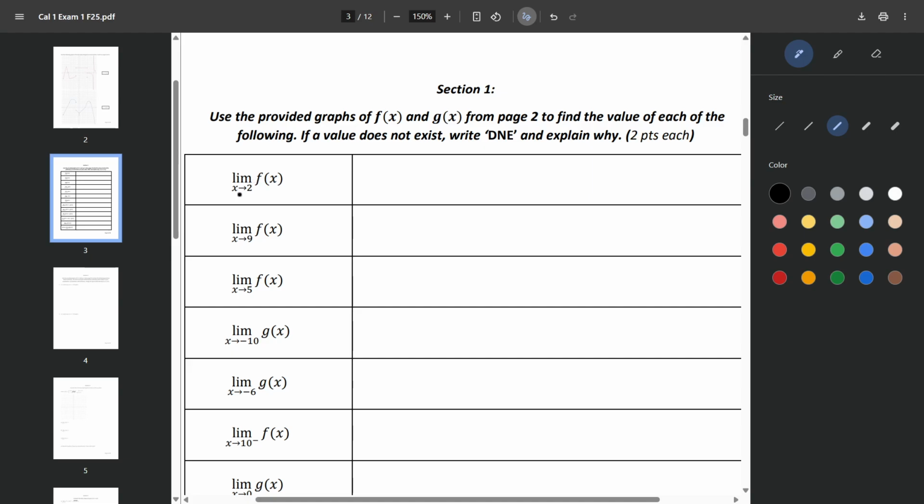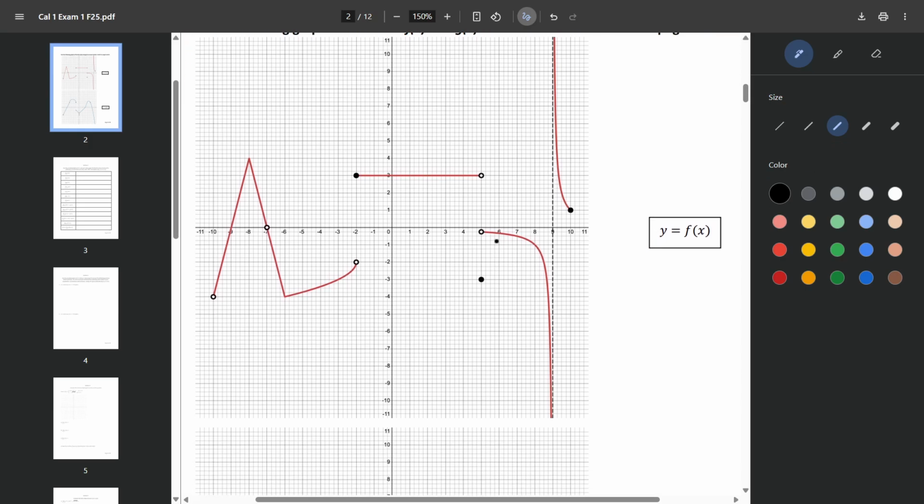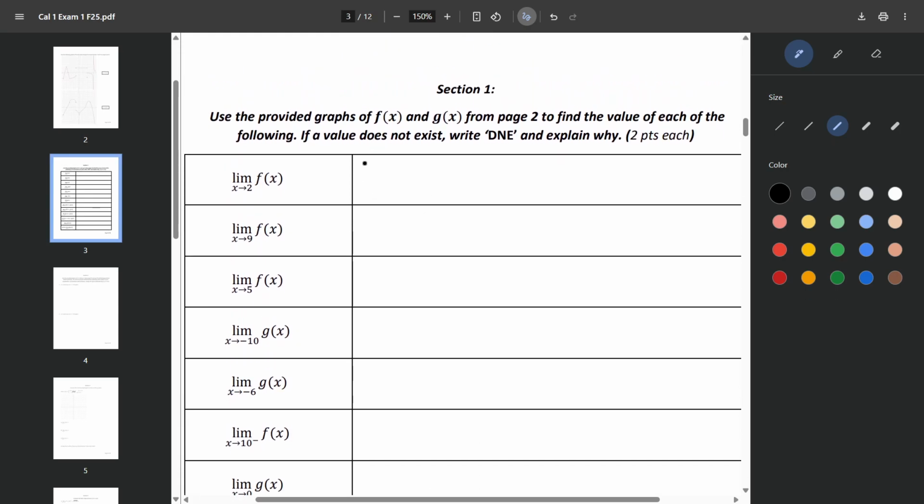Limit of x approaching 2 of f of x. Well, we will go to our graph for f of x, and as we can see, at x equals 2, y equals 3, and y is also 3 for both sides of x equals 2. And so our answer will be limit of x approaching 2 of f of x equals 3.